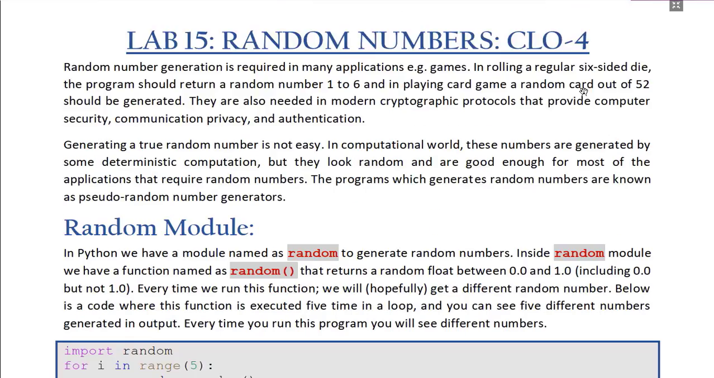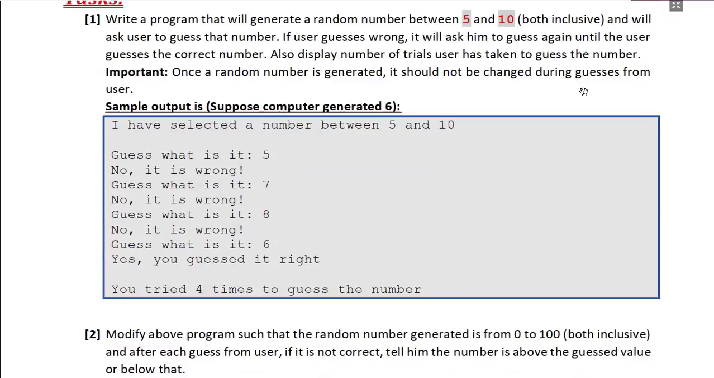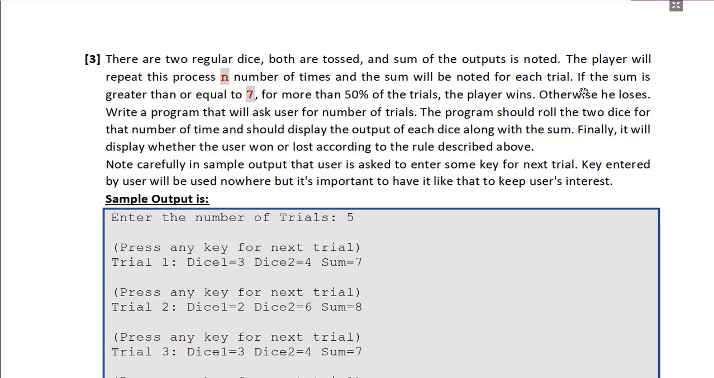Now if you see the lab manual, we have done the first 2 tasks. And now this task number 3 says that we have to write a program which will simulate the roll of 2 dice. Sorry, I have written over there that dice are tossed, but actually it's a coin which is tossed. The dice are rolled. So anyways, 2 regular dice are rolled and the sum of the output is noted. And we have to repeat this n number of times. And if the sum of the outputs of the 2 dice is greater than 7 for more than 50% of the trials, the user will be the winner, and if not, he will be the loser.